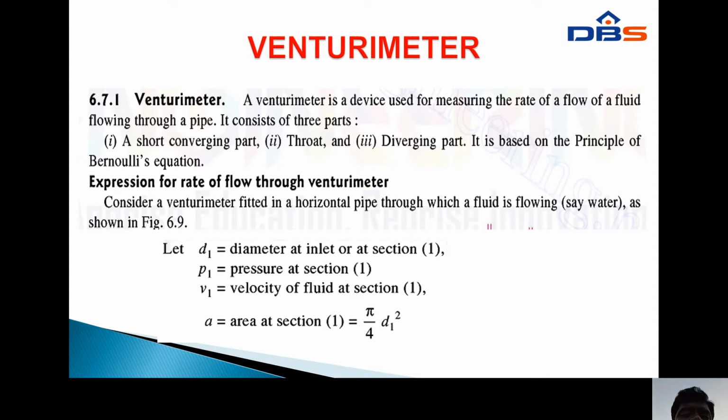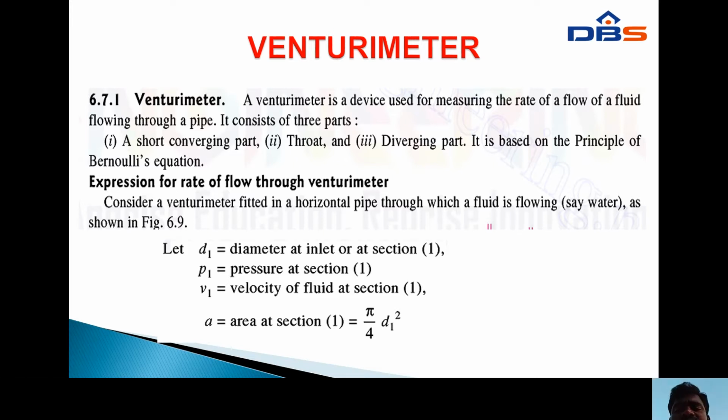Part 1 is the short converging part. Part 2 is the throat. Part 3 is the diverging part. So the Venturi meter has 3 parts: the convergent portion, the throat, and the divergent portion.